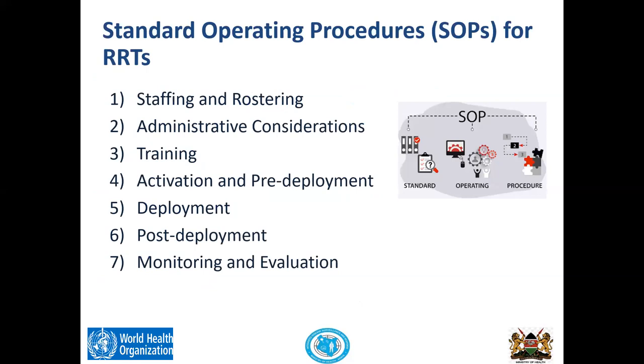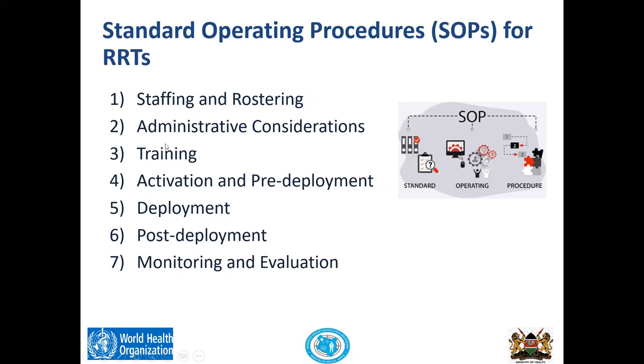These teams are guided by standard operating procedures, and the SOPs for rapid response teams have seven very important areas. The first one is staffing and rostering. The second one is administrative considerations. Then we have training, activation and pre-deployment, the actual deployment, post-deployment, and monitoring and evaluation. I want to start with the first one, but because of time, we cannot discuss all of them. So I'm going to zero in on staffing and rostering, and I'll also talk briefly about training.